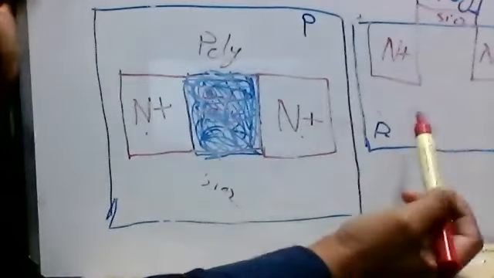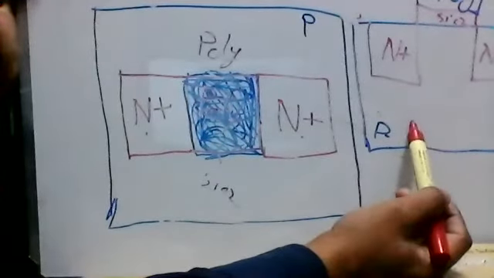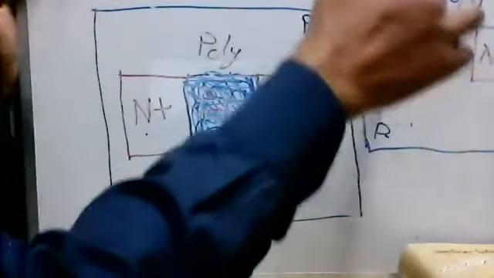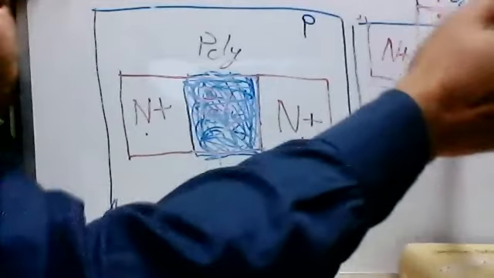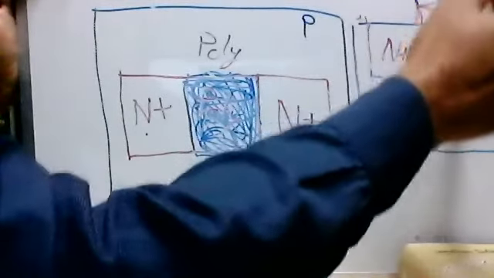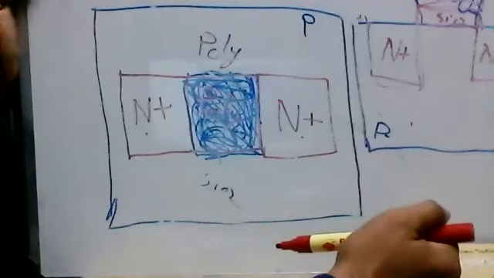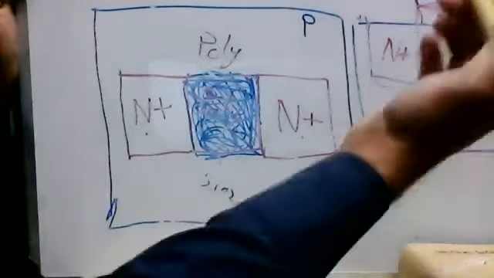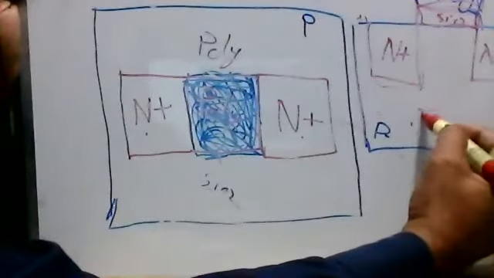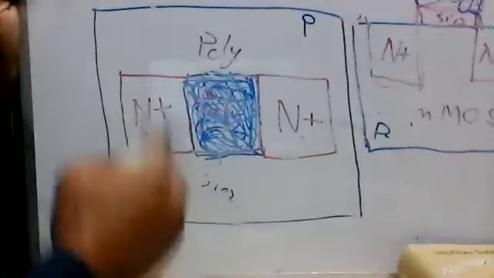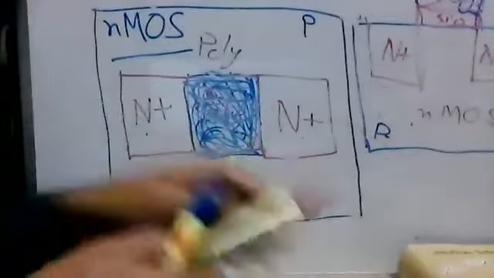Now in here also, you can see that this is the first layer, P-type substrate, and then we inject the N-type material here and here, and that is the second layer. The third layer is a silicon dioxide here, and the fourth layer is a polysilicon. So there are a total of four layers. Now this is done. This is called N-type MOSFET, or NMOS, or NMOSFET.